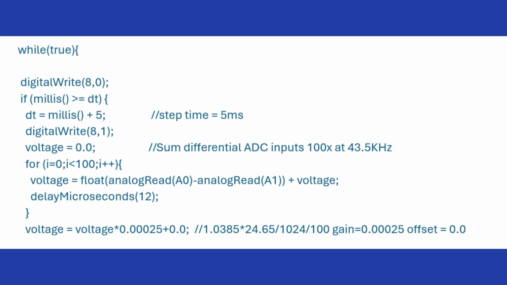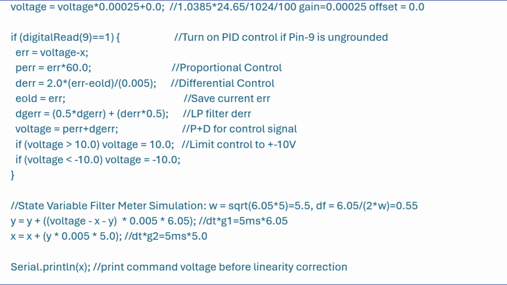Scaling gain may require an increase due to proportional control. The loss is P divided by P plus 1. In our case, 60 over 61 or 0.984. Only a PD controller was needed for a good response. The differential error signal also has a low-pass filter to reduce noise. The control signal is limited to plus and minus 10 volts.